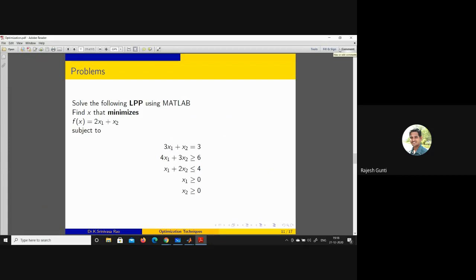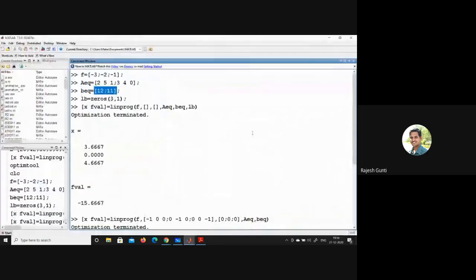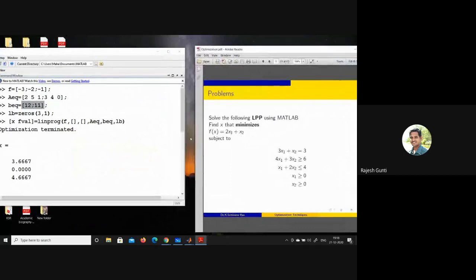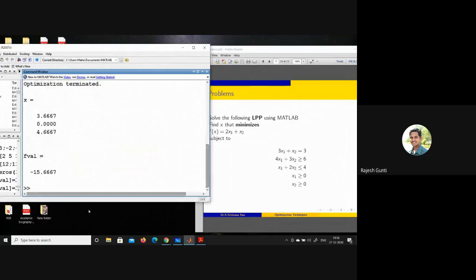Now how to solve this one? One equality condition. Shall I use the toolbox, or do you want a direct command window solution? Toolbox is easy. Now F minimizes, not a problem. F is equal to 2, semicolon 1.